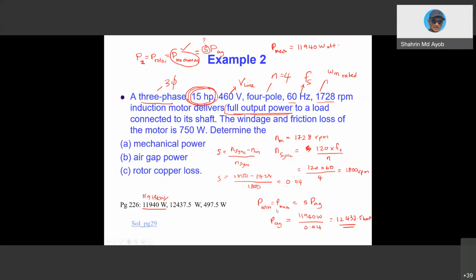P air gap is actually the power input at the rotor side, because from the stator it transfers the power to the rotor. So right now the source of the power at the rotor circuit is P air gap.